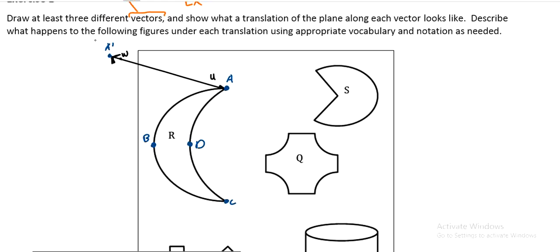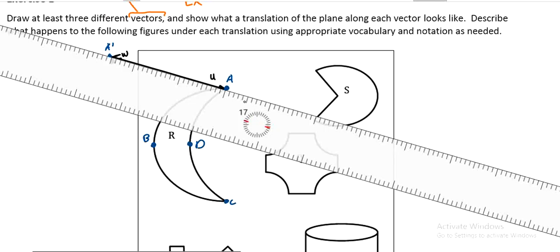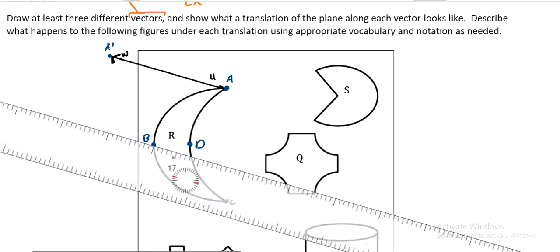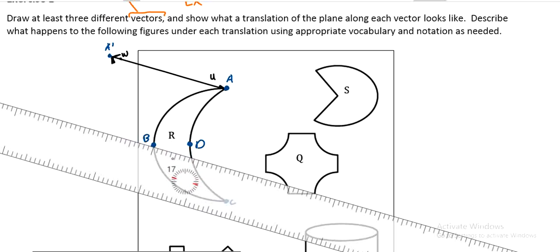So when I translate one of the points along the vector, I have to make sure I move the other points along the shape in the same way. I'm going to grab my ruler again. I moved A 25 dashes on my virtual ruler. Let's go down to B. I'm keeping the same angle, therefore I keep the same direction on my ruler. So B is right there, 25 dashes.